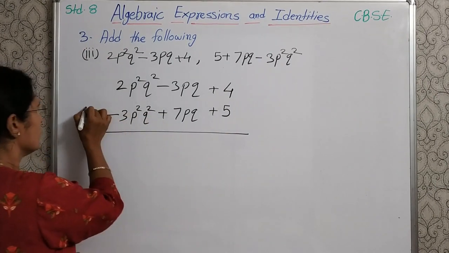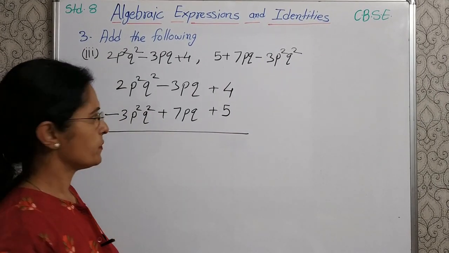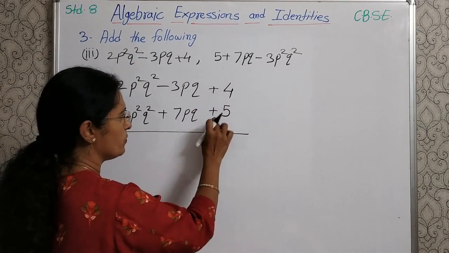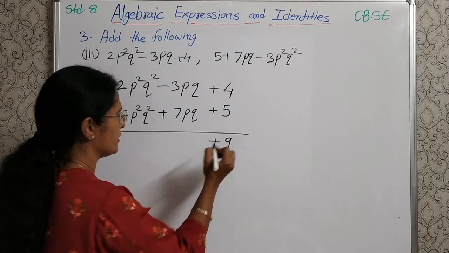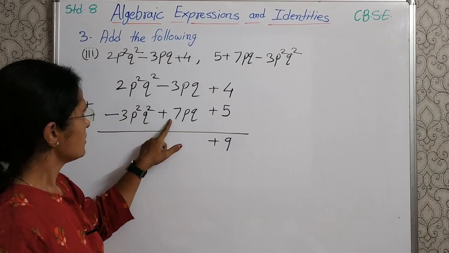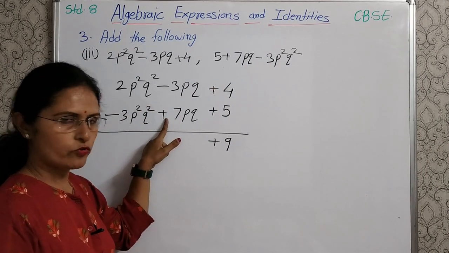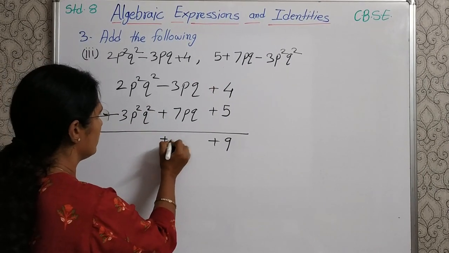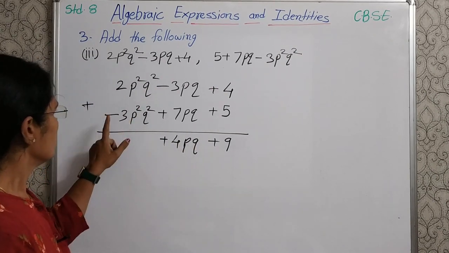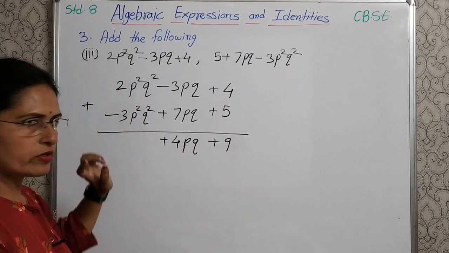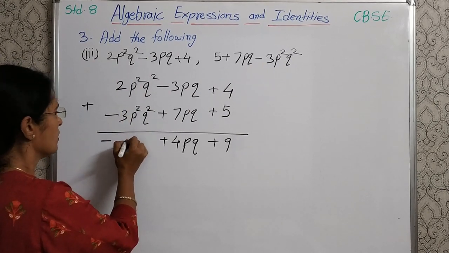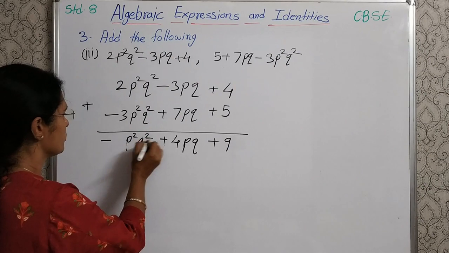And now we will add these two expressions. So first plus 5 plus 4 plus 5 is plus 9. Next minus 3pq plus 7pq. So plus 7 minus 3 is plus 4pq. Then 2 minus 3 p square q square will be common. So 2 minus 3 is minus 1 p square q square.